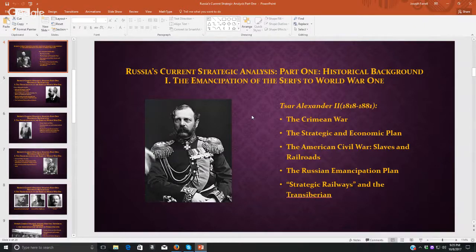And this is going to require industrialization, emancipation of the serfs, and this is key, the vast construction of a strategic railway network. Because again, as the Russians are observing the American Civil War along with everybody else in Europe, they're noting that railroads are being used both by the Union and the Confederacy to move vast amounts of troops very quickly throughout the continent.